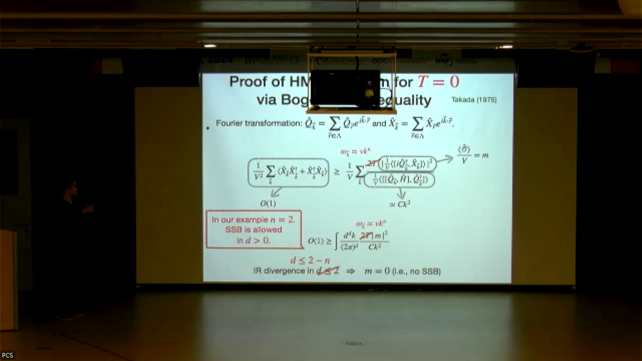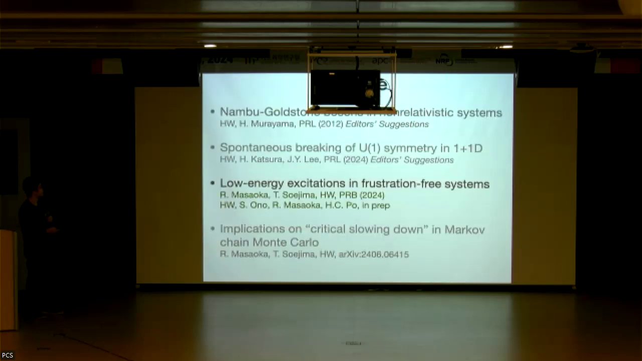So if I have some mechanism to make these Goldstone bosons softer without making this denominator higher order, then that helps. Thank you so much for the question. In my example, n equals 2, and this denominator is still k squared, so symmetry breaking was allowed in any spatial dimension. Then the question is, why do we get this quadratic dispersion in this model, or more generally in frustration-free models? All right. So how many minutes do I still have?